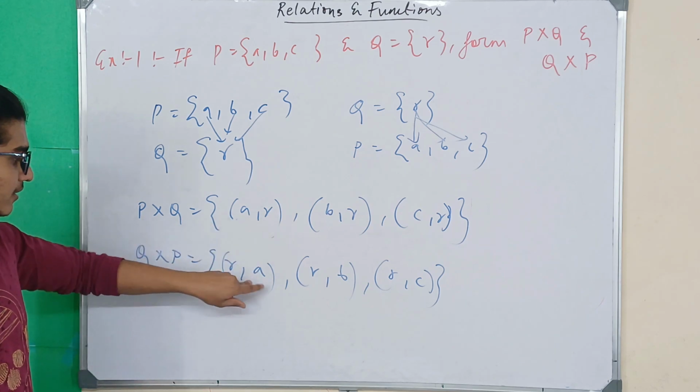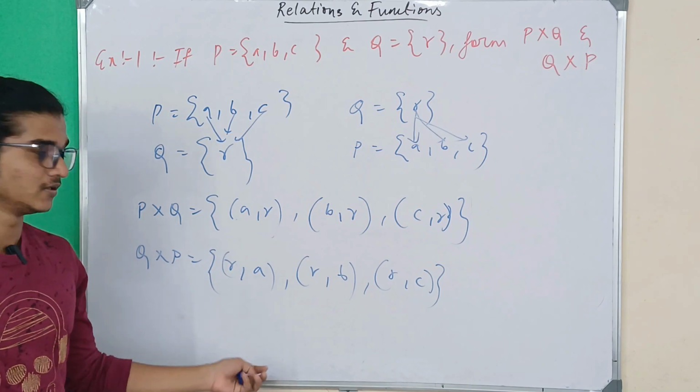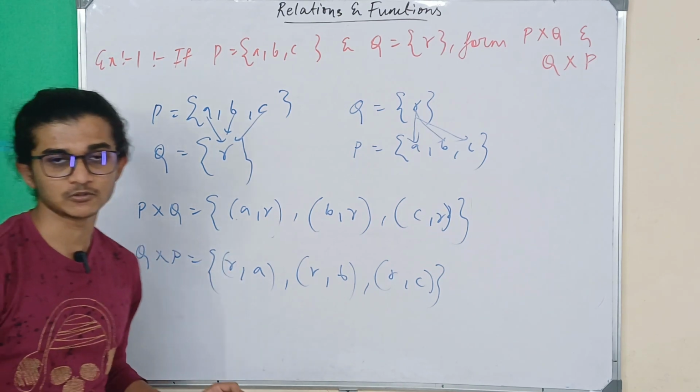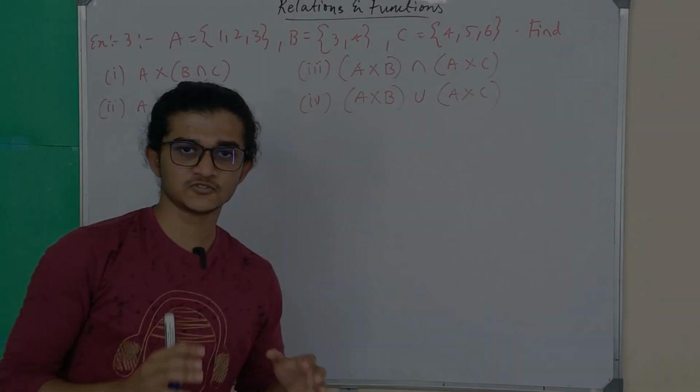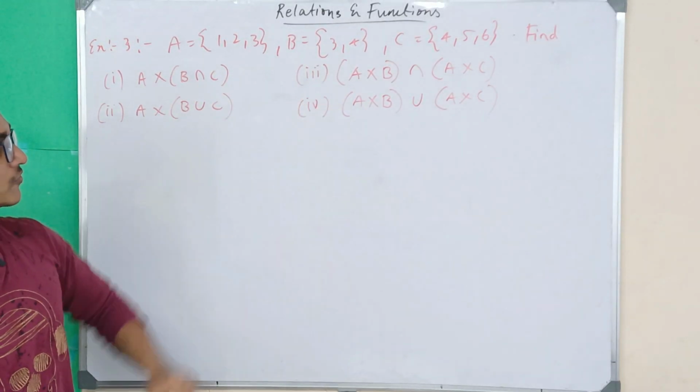As you can see from here, this is not equal to this. They're not exactly equal, right? They should be exactly like copy-paste. Then only we can say two ordered pairs are equal. So here you can see P cross Q is not equal to Q cross P. So we can verify using this example also. So the next problem, we have A equal to {1, 2, 3}, B equal to {3, 4}, C equal to {4, 5, 6}.